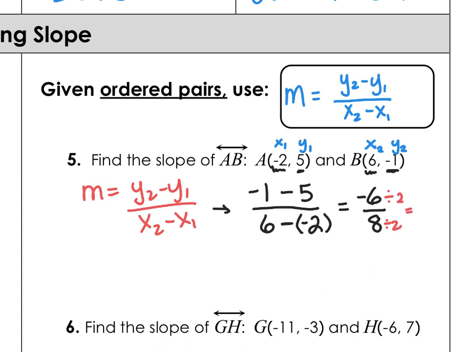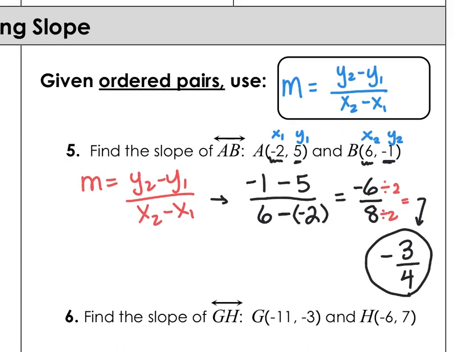And that's going to equal -3/4. That's my slope. Keep it as a fraction. If you get a fraction, simplify it, but leave it as a fraction. Don't make it a decimal. So the slope is -3/4, which means the line is going to go down from left to right. It's a negative slope because the slope we calculated is a negative number.